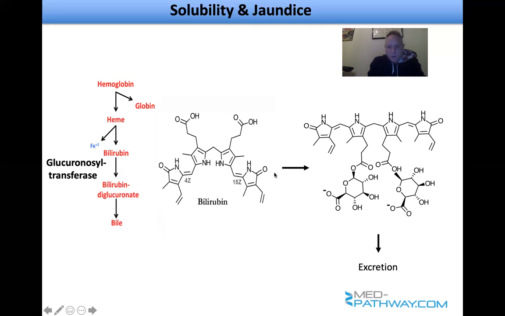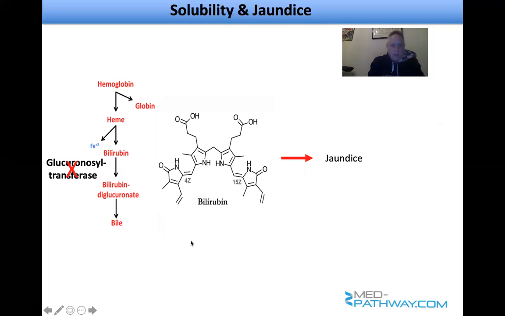Bilirubin is insoluble. In order to get it kicked out for excretion by the kidneys, you have to add these sugar groups here, so you need this enzyme expressed. The problem, though, is that there's many circumstances where this enzyme is not expressed. One of them, the most common one, is in newborn babies, because neonates don't express this enzyme until almost actual 40 weeks into pregnancy, right around normal childbirth timing.